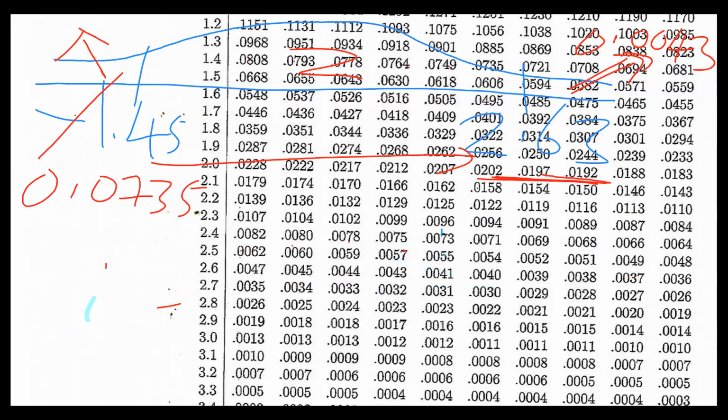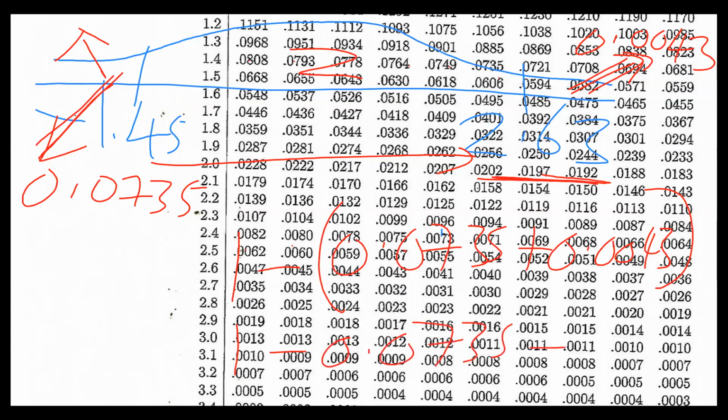We have found these areas that are in the extremes. But how do you find the area that is in between? You said we subtract. You say 1 minus 0.0735 plus 0.0043. What do you get? 0.9308.